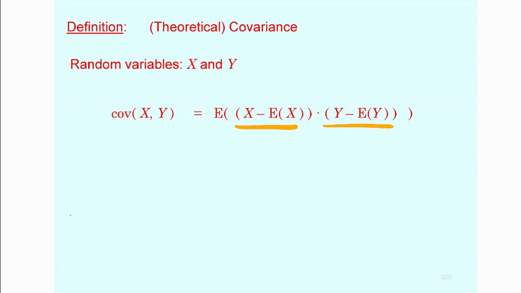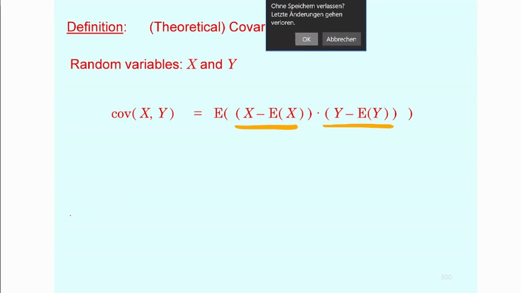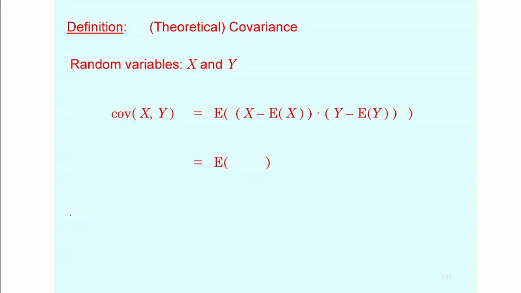This is a measure for the linear relationship between the two random variables. This is not very practical, so more practical would be considering the mean of the products minus the product of the means, which is here. Based on the same principle as the variance, this is how you end up with it.